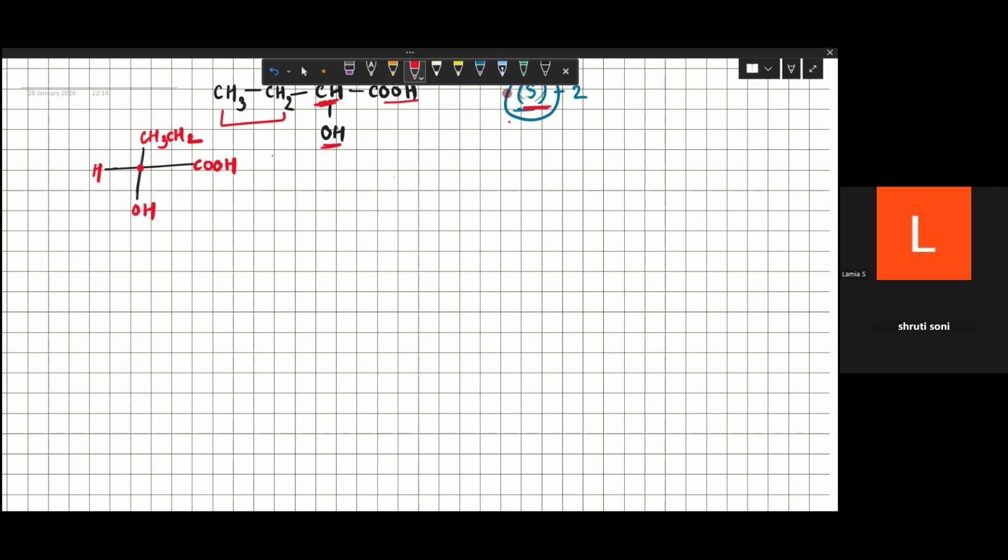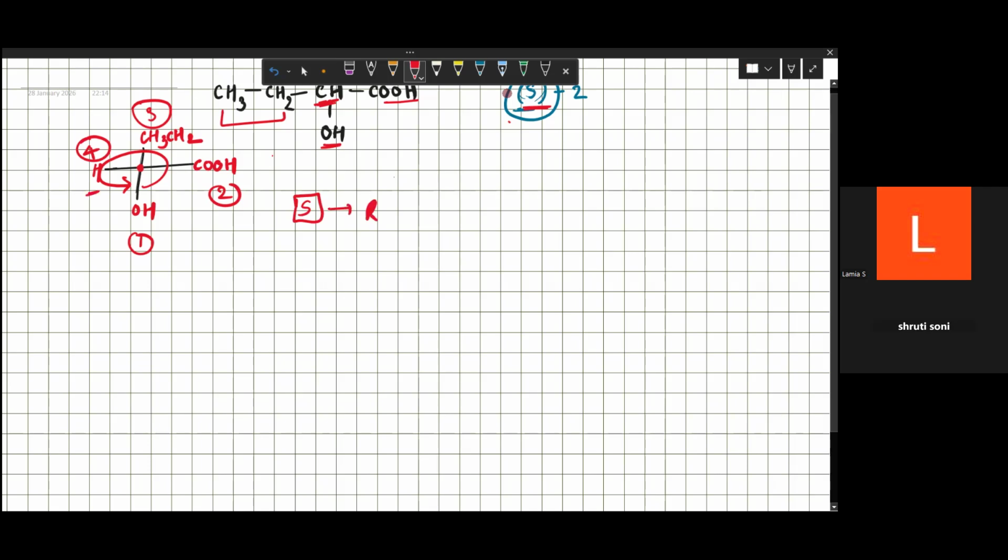Let's suppose I start giving numbers: first, second, third, and fourth. Okay, first, second, third, fourth. Is this clockwise or anti-clockwise? Anti-clockwise. Anti-clockwise means S. But the fourth group is on the left and right, so I need to change it. So this is R. So is this structure correct?